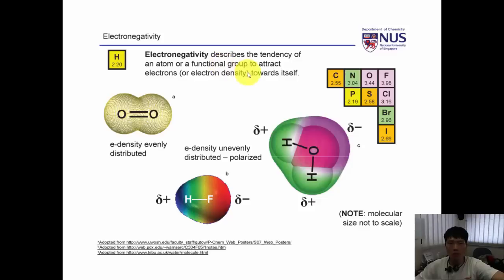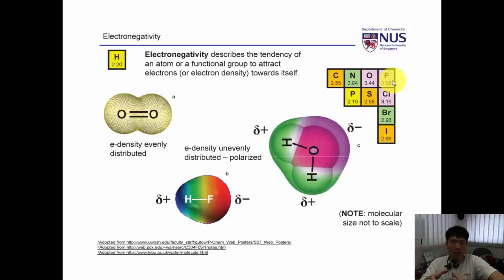Now, we have a scale for electronegativity for all the elements in the whole periodic table, and these are some of the numbers that you should know. You don't have to know the exact value, but you should know the relative values, which one is higher, which one is lower. We know for sure that fluorine is the boss. In the whole periodic table, fluorine is the most reactive non-metal. It likes to grab any electrons around.